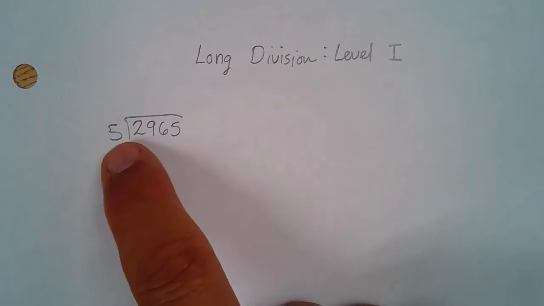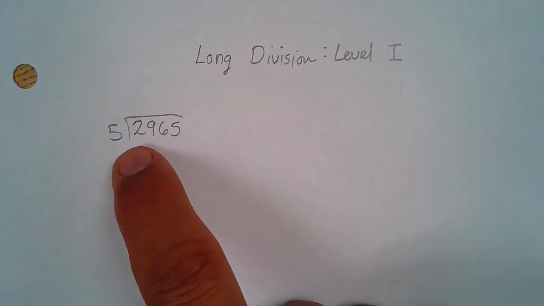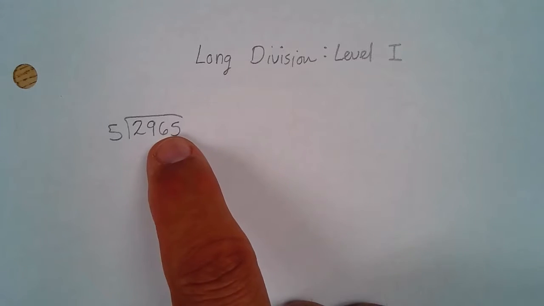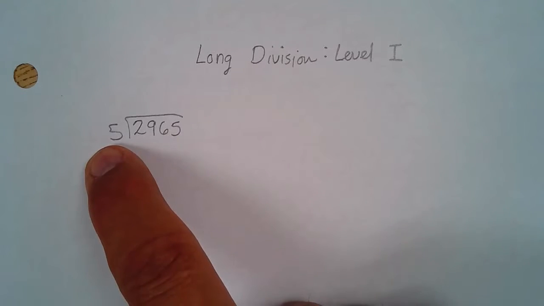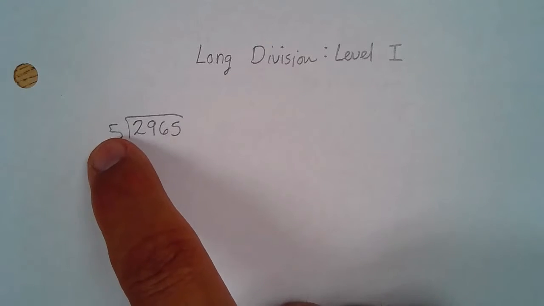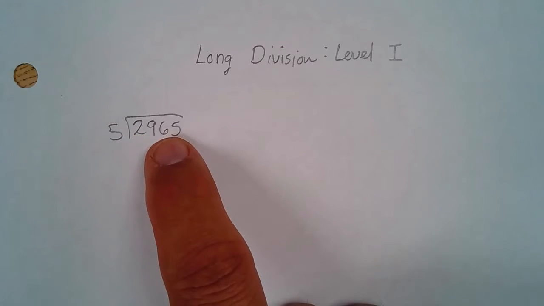How do you divide with long division? We have this example here. I'm going to show you how it works. This is 2,965 divided by 5. And we're trying to figure out how many times 5 fits into this big number.